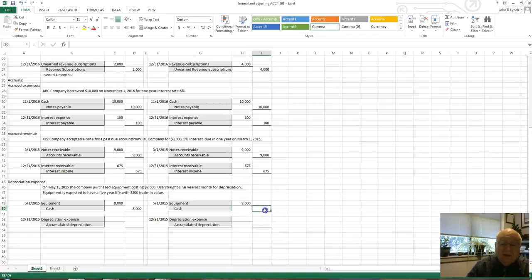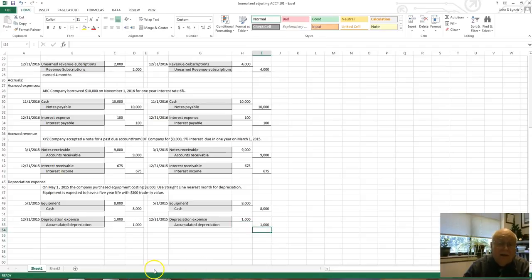Okay, so nothing's changed here. $8,000. Now for the depreciation, we would take the 8,000, don't forget to subtract off the salvage value, divided by 5 years, times 8 out of the 12 months because it's a partial year. So it's $1,000. And then this side is going to be the exact same thing.